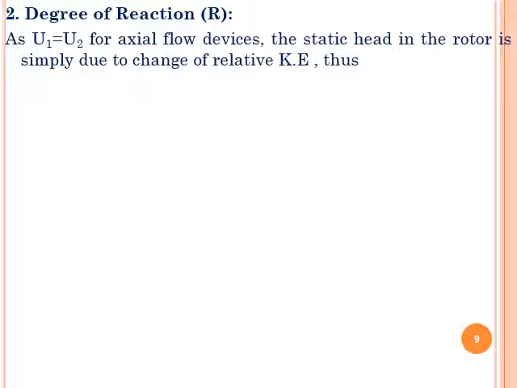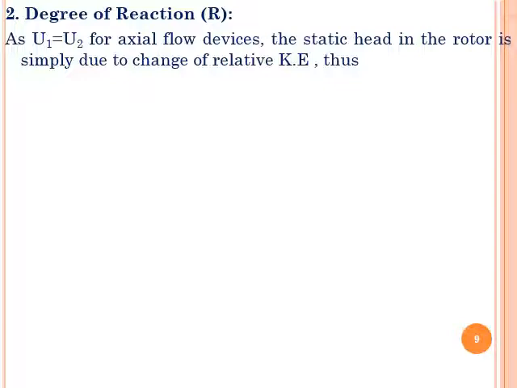So as U1 is equal to U2 for axial flow turbo machines, the flow of fluid takes place along the same axis. For that reason, the blade velocity at inlet is equal to the blade velocity at outlet, U1 is equal to U2. The static head in the rotor is simply due to the change of kinetic energy.